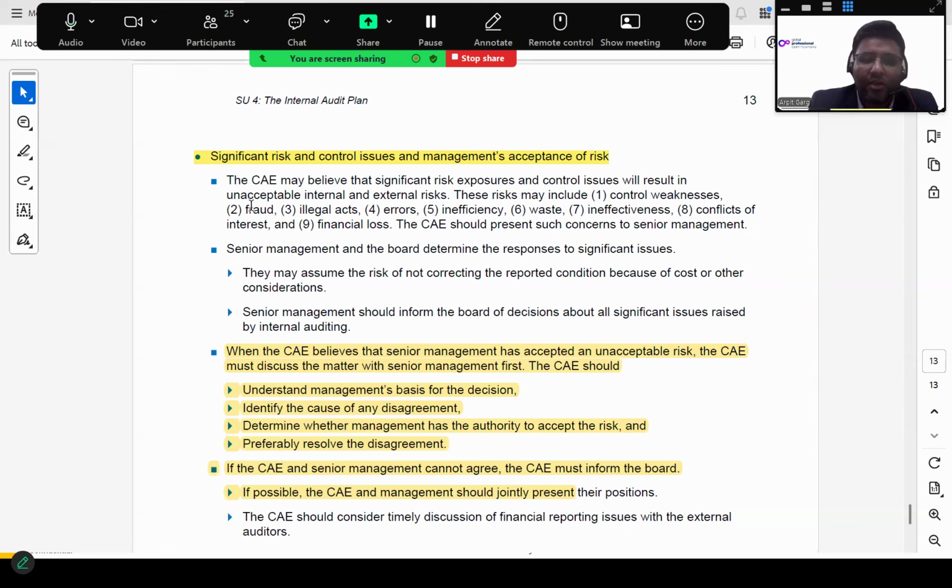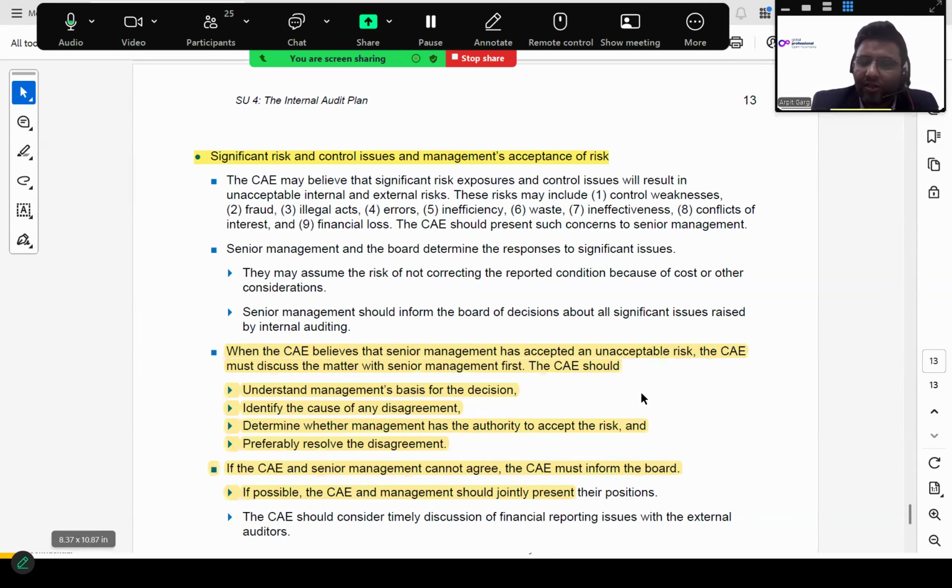for the exam. All right. So the CA may believe that significant risk exposure and control issues will result in unacceptable internal and external risks. The risk may include control weakness, fraud, illegal acts, error, inefficiency, waste, ineffectiveness, conflict of interest, financial loss. The CA should present such concerns to the senior management. Senior management and the board determine the responses to significant issues. They may assume the risk of not correcting the reported condition because of cost or other considerations. Senior management should inform the board of the decision about all significant issues raised by internal auditing.